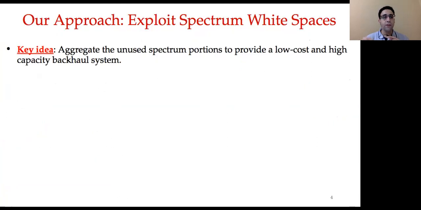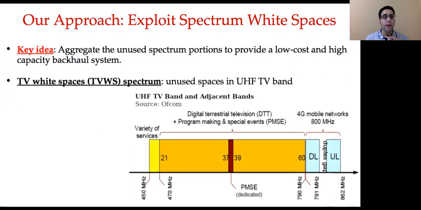To answer that question, we propose exploiting spectrum white spaces, where the key idea is to aggregate the unused spectrum portions, usually named white spaces, to provide a low-cost, high-capacity backhaul system. In this work, we are focusing on TV white spaces. Briefly, TV white space spectrum is the unused spaces in the UHF TV band, which in general ranges from 470 to 790 megahertz, with some differences from one country to another. It's the orange color in that figure.